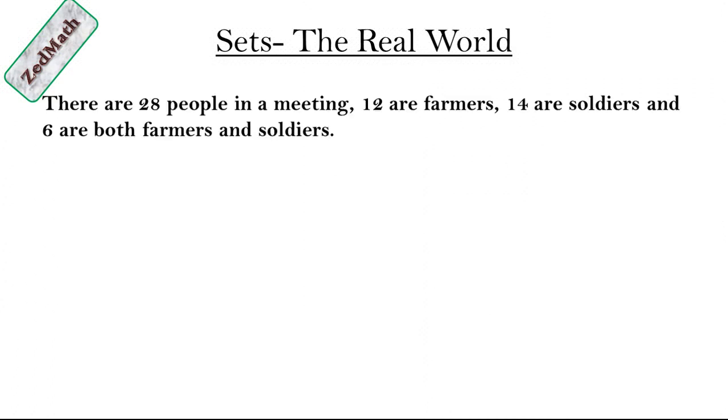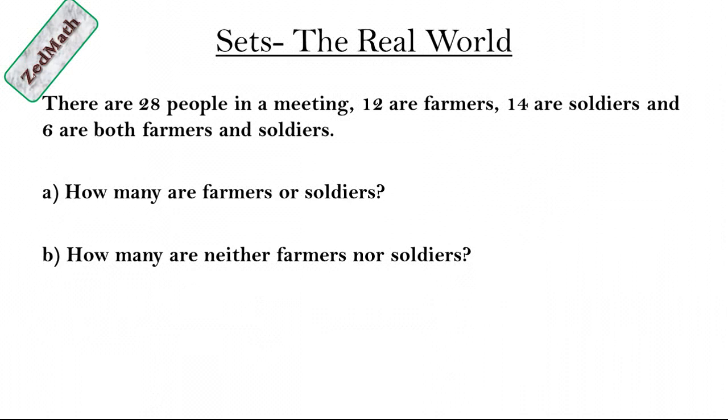To learn how to apply the various concepts we have learned, let's take a look at an example. There are 28 people in a meeting. 12 are farmers, 14 are soldiers, and 6 are both farmers and soldiers. The first question is, how many are farmers or soldiers? The second is, how many are neither farmers nor soldiers? So let's see what we can do. Let's take a look at the solutions.